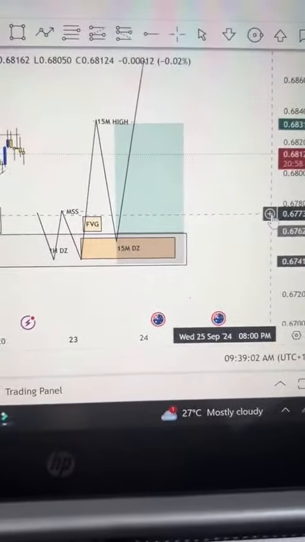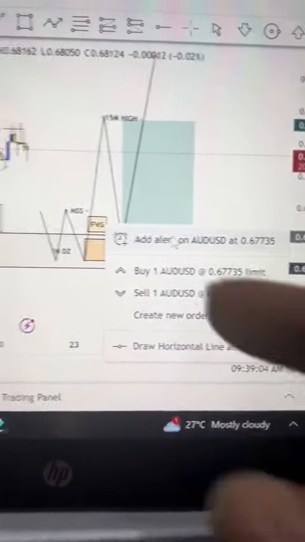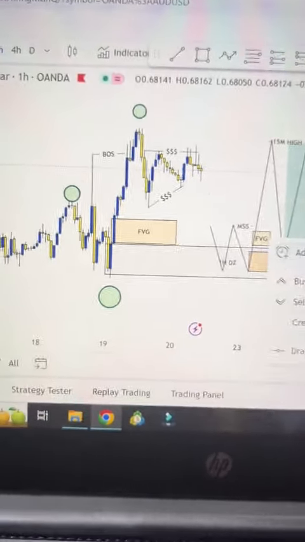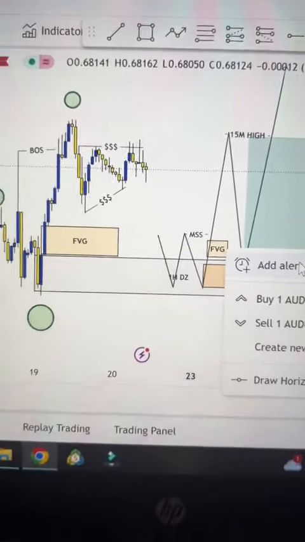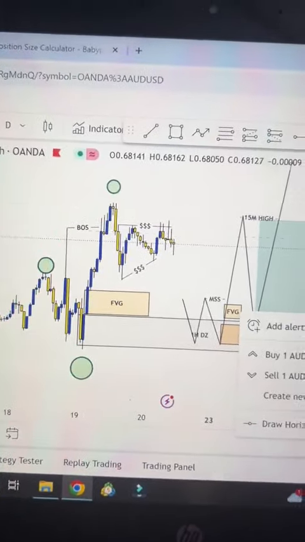I can just set my alerts. I can set alerts here. Maybe when price gets to my fair value gap, TradingView should notify me. You understand? So this is my setup. I'll be monitoring it.